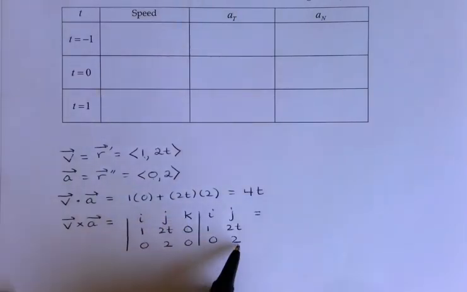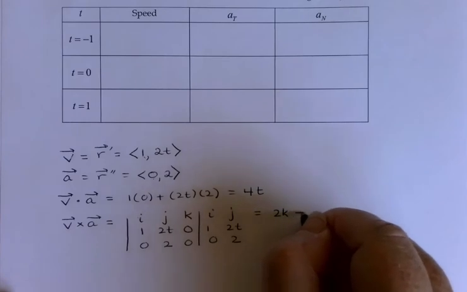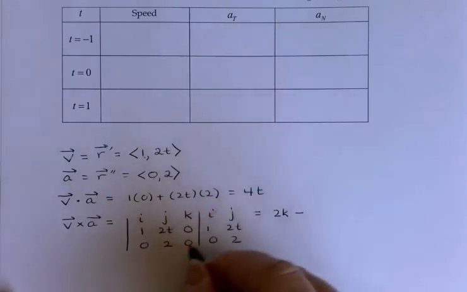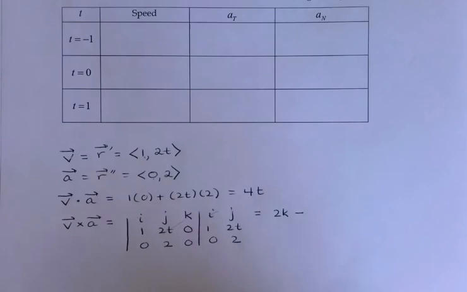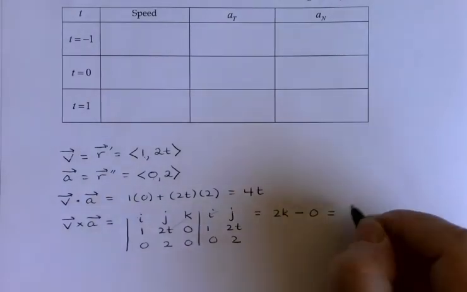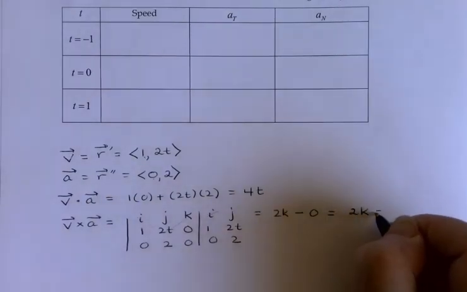Is 0, 0, 2k minus 0, 0, 0, right? Yep, 0 for everything there. So it's just 2k, or 0, 0, 2.